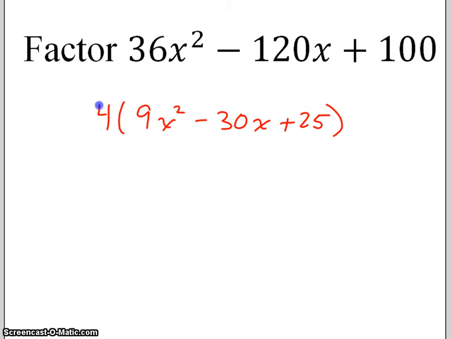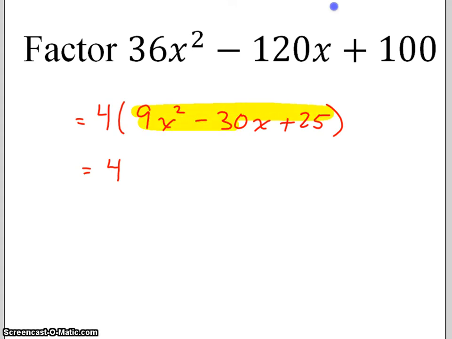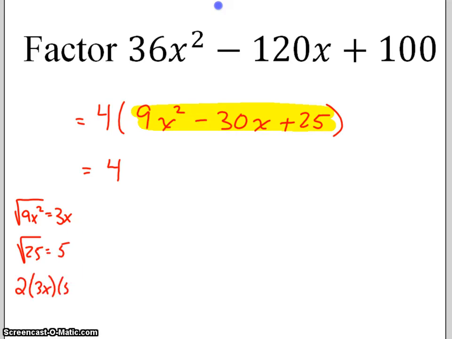Okay, now we're going to keep bringing down the 4, but let's focus on this inner one. It looks like that might be a perfect square trinomial as well, because the first and the last terms are both perfect squares. Let's just double check. So the square root of 9x squared, that's 3x. Square root of 25, that's 5. 2 times 3x times 5, that's 30x. Yep, the middle term is correct, so that means it is a perfect square trinomial.